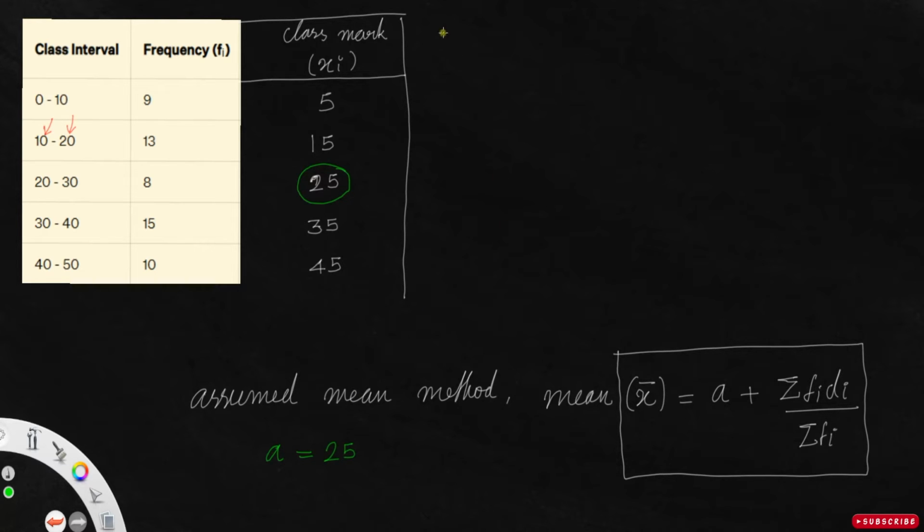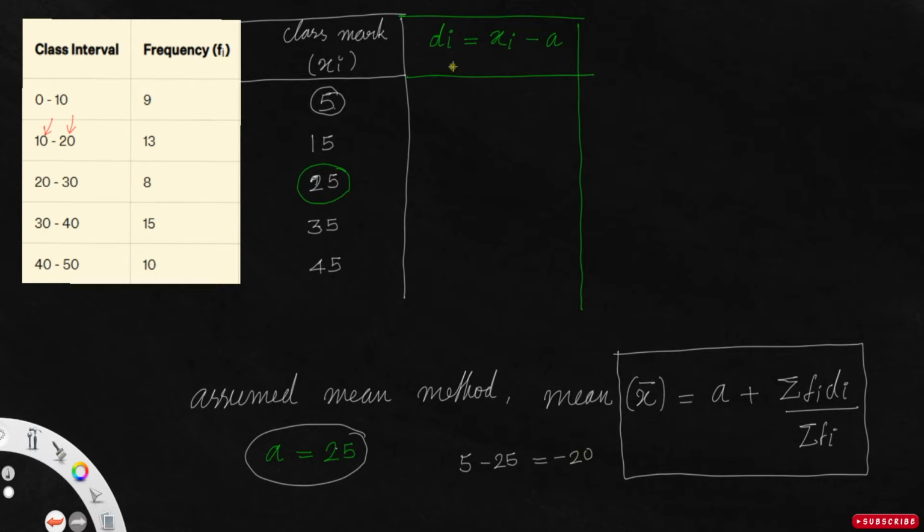Now I have to draw another table, that is di. di represents the difference of xi and the assumed mean. What I have to do is subtract the assumed mean from xi, that is xi minus a. Xi is this table. So 5 minus 25 is minus 20.